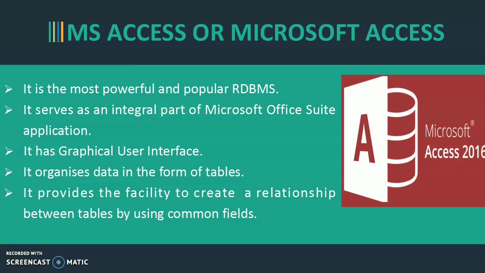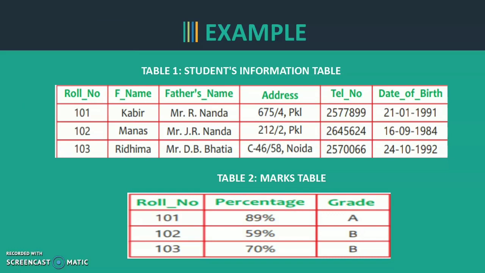Now we will understand the concept of a relationship between two tables by using common fields with the help of an example. Students, you can see there are two different tables on your screen. The first table is the students information table, in which we have stored the roll number, student's name, father's name, address, telephone number and date of birth of a student. Table 2 is the marks table, in which we have stored the roll number, percentage and grade of the student. The two tables have only one single common field, that is the roll number.